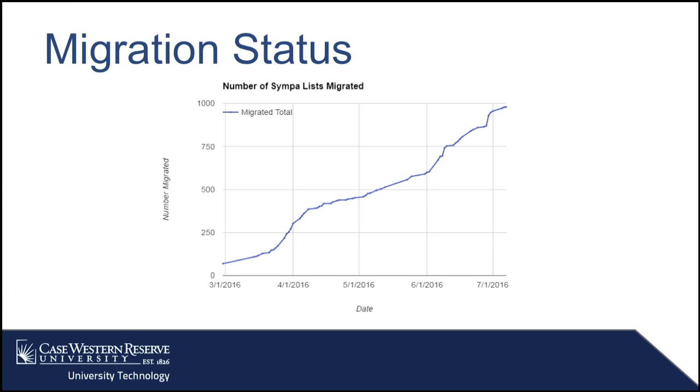Talking a little bit more about that, our current migration status is we are sitting right around just under 1,000 lists migrated. So that's quite a few lists that have successfully migrated using the tool, and we continue to watch that number grow and grow as we communicate out and hopefully get all of the active lists in Simpa migrated over to Google Groups.